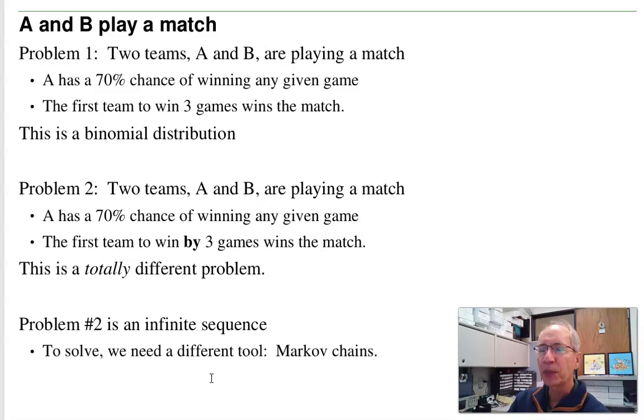Suppose A and B are playing a match, like they're playing Hungry Hungry Hippo, something like that. A's got a 70% chance of winning any given game, and the match is over when the first team wins 3 games. What's the chance that A is going to win the match? Well, actually, that's a binomial distribution. I have a coin toss. Probability that A wins is 0.7. I'm going to flip the coin 5 times, and if A has 3 or more heads, A wins the match. And that's binomial distribution. We looked at that before.